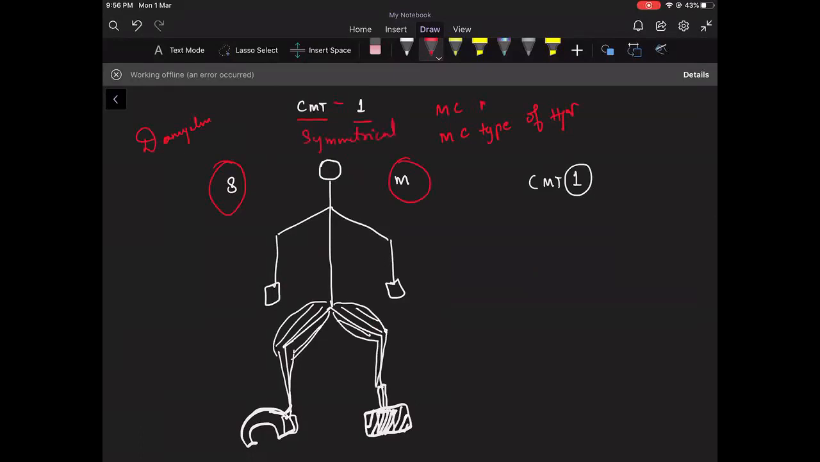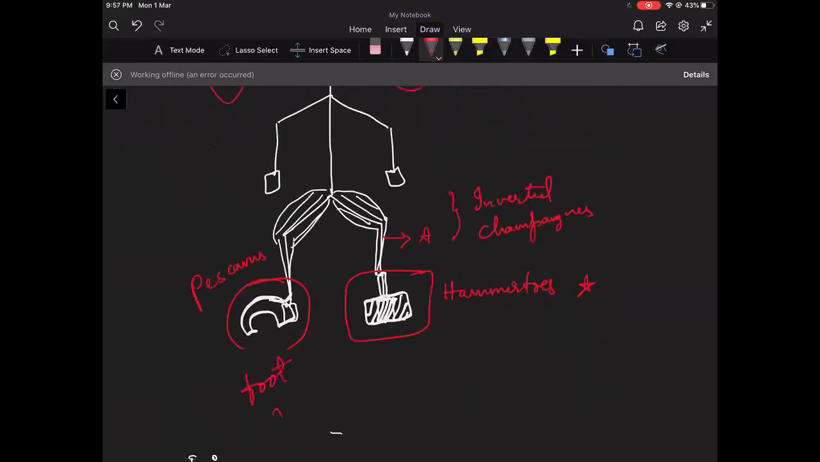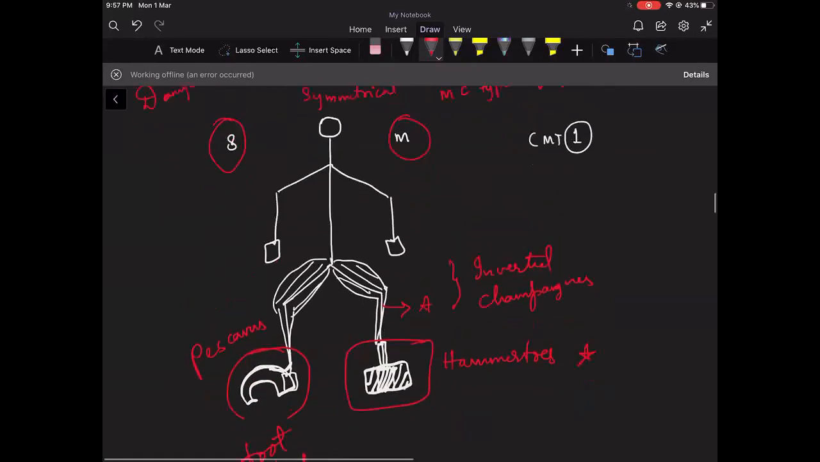Other extra findings to remember here: the patient will have atrophy of the muscles of the anterior compartment of the front of the leg, which will look like an inverted champagne bottle appearance. The patient has pes cavus, and along with that, hammer toe. And the patient usually presents with foot drop in Charcot-Marie-Tooth disease type 1.